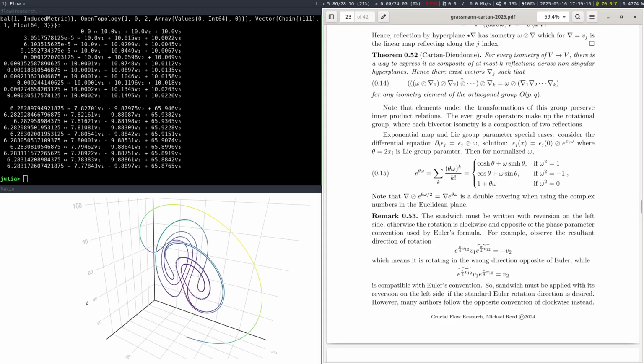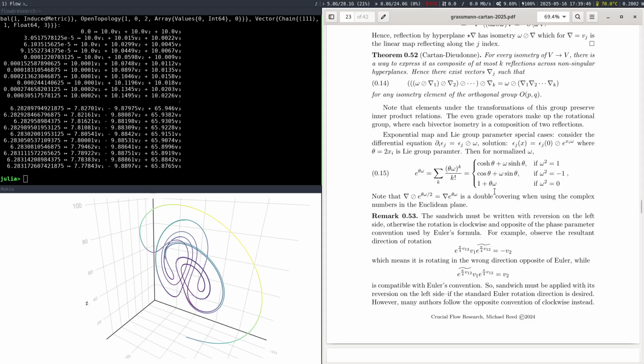Then there's the Cartan-Dieudonné theorem. For every isometry, there is a way to express it as a composite of at most k reflections. Hence, there exist vectors nabla j such that, like this, okay. So yeah, this is a classical theorem. Just reviewing it here using this operator notation, okay.